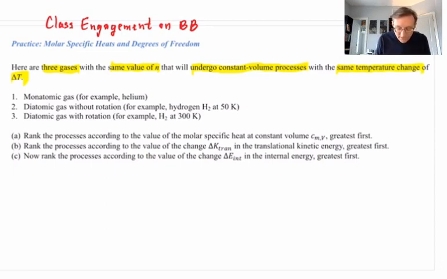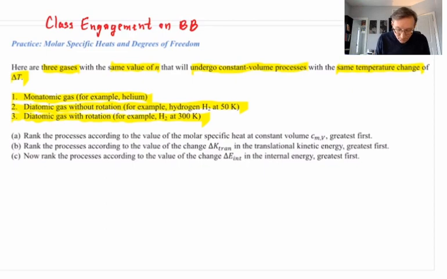The first one is a monatomic gas, maybe helium, for example. You have n moles of it and it undergoes a temperature change, delta T. Second gas is a diatomic gas without rotation of the molecule. So that might be hydrogen H2 at very low temperatures, like 50 Kelvin. And the third gas is a diatomic gas with rotation. Let's say hydrogen gas at room temperature of a warm room, 300 Kelvin. Those are the 3 gases, all have the same number of moles. In all 3 cases, we're going to add energy as heat Q to get a specified temperature change, delta T, maybe 10 Kelvin, for example.